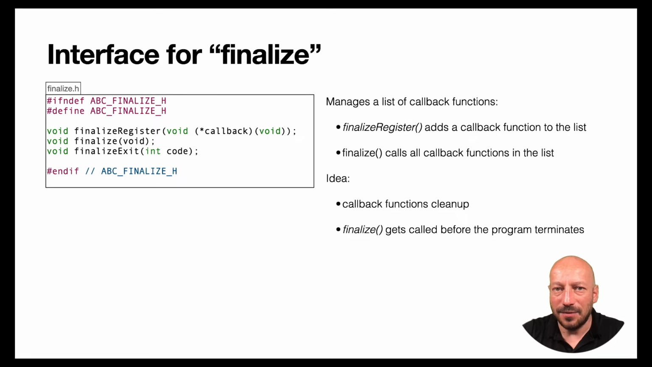Now let me show you how to implement this data structure. It's actually not that difficult, and how to integrate this then into our project so that, for example, the unique strings will be released before the program terminates if finalize gets called, and also this string object in the lexer should be, of course, released. So let's begin with the header file for finalize. So first include guard, of course, with the usual pattern.